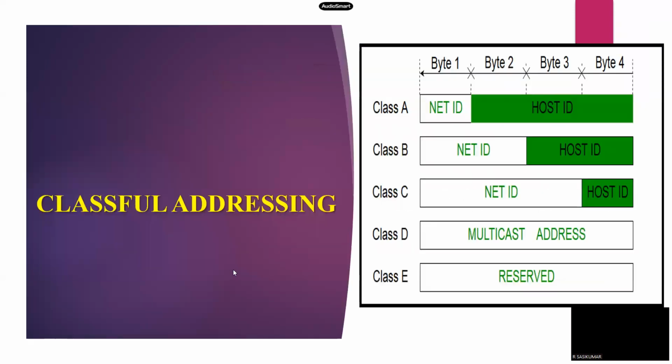Now we will see the classful addressing elaborately. We have totally 5 classes, as I already mentioned: class A, class B, class C, class D, and class E. We will see them one by one.